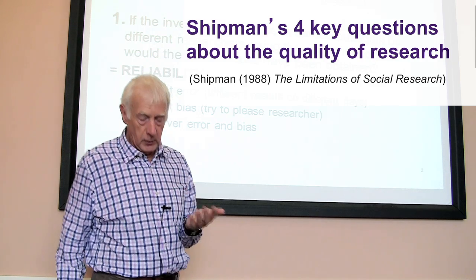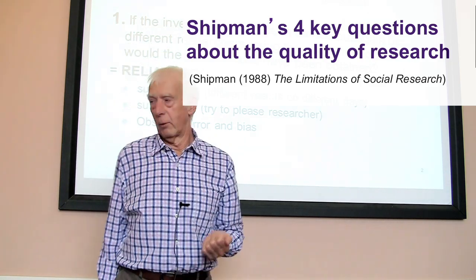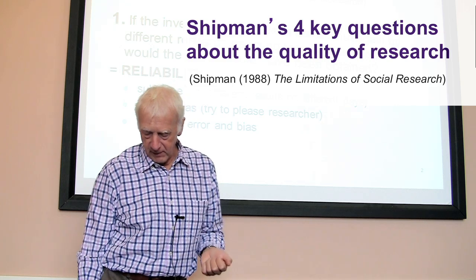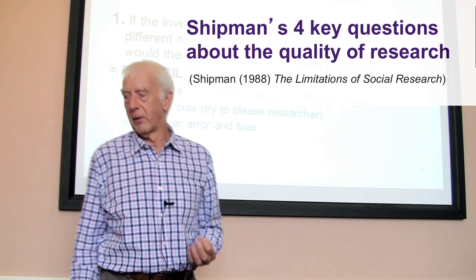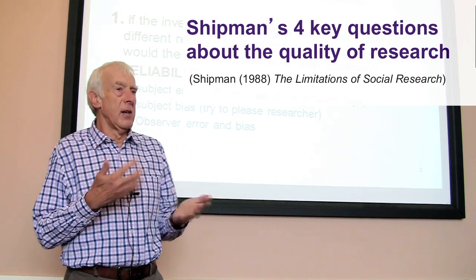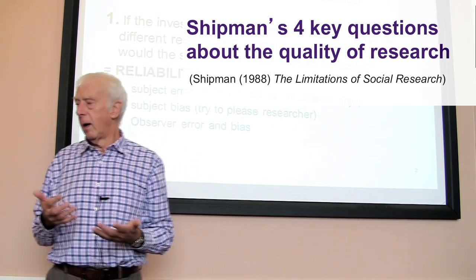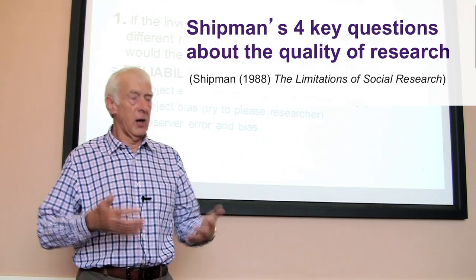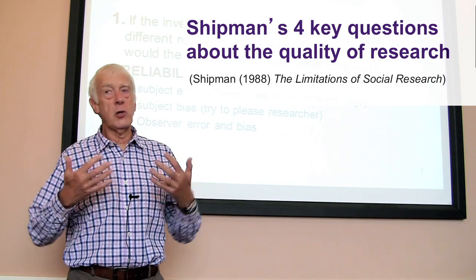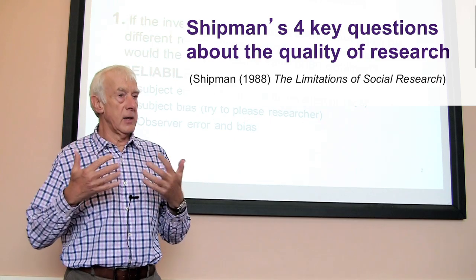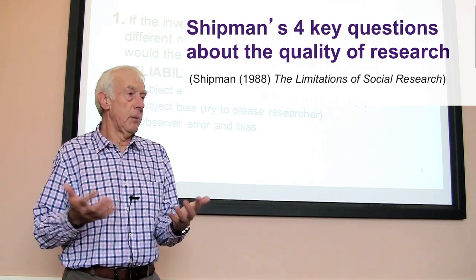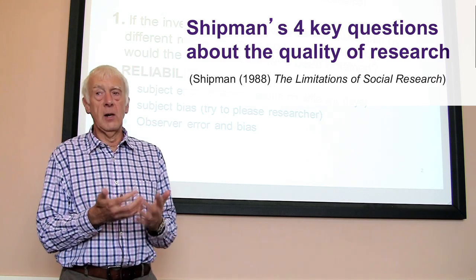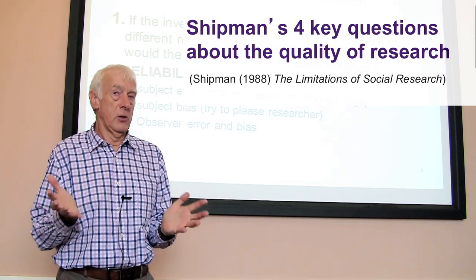I'm going to start by talking about a rather ancient book now. I just realised when I looked at this the other night, 1988, Shipman. I think it's still being published, it's still around. But he, I think, makes the nice point about there being four major questions about the quality of research. And essentially the questions are to do with how can we be sure that the research that's being discussed or talked about or in the published paper or whatever, how can we be sure that that is good quality research? What makes it good quality research as opposed to rubbish research?